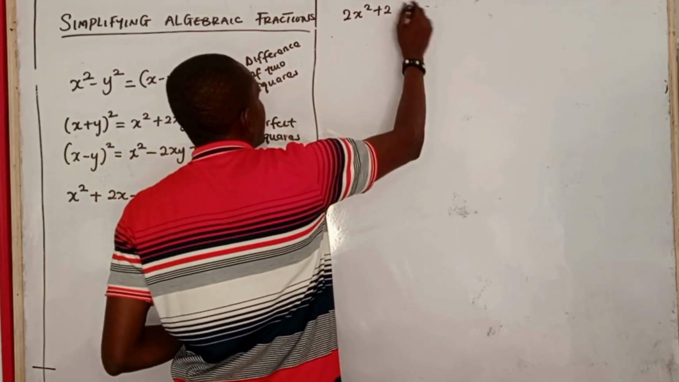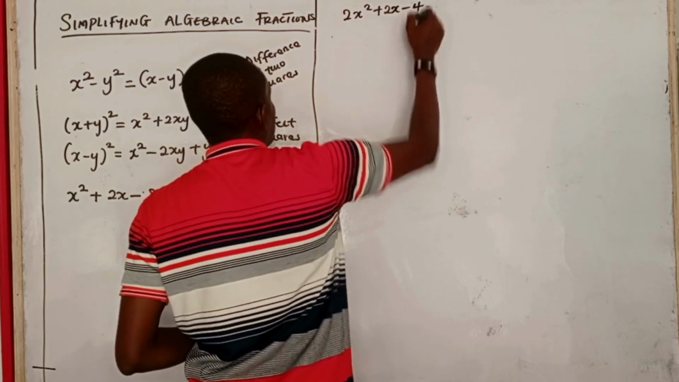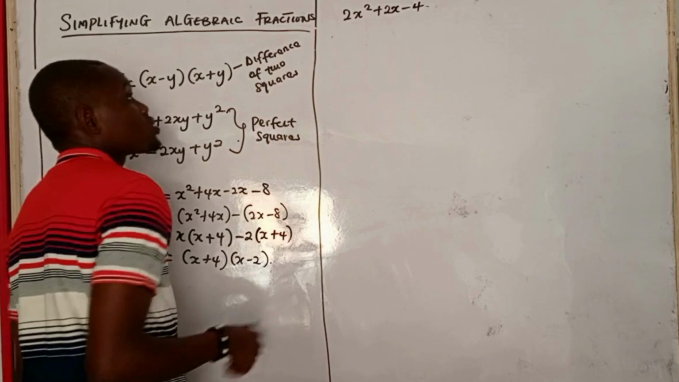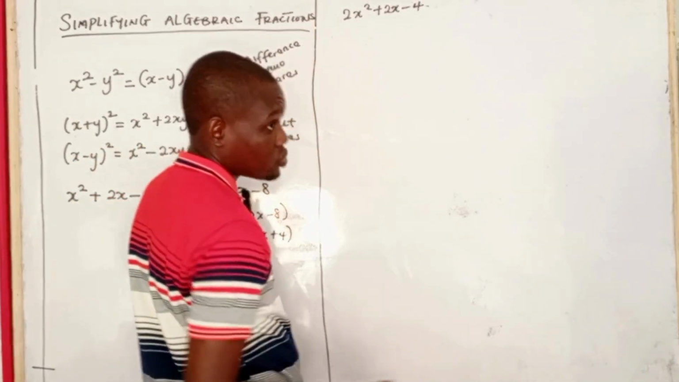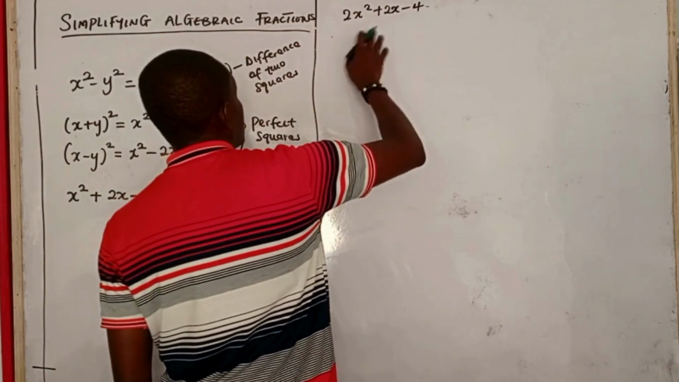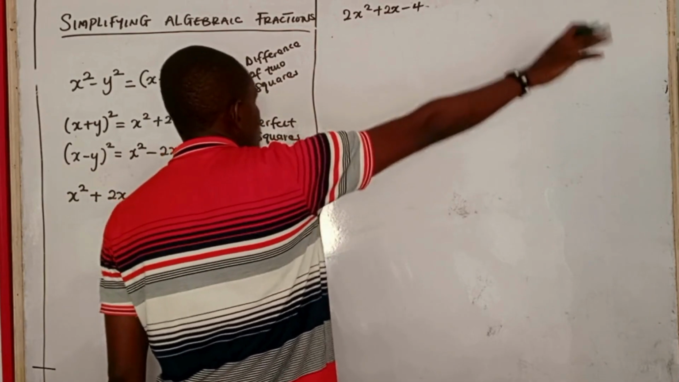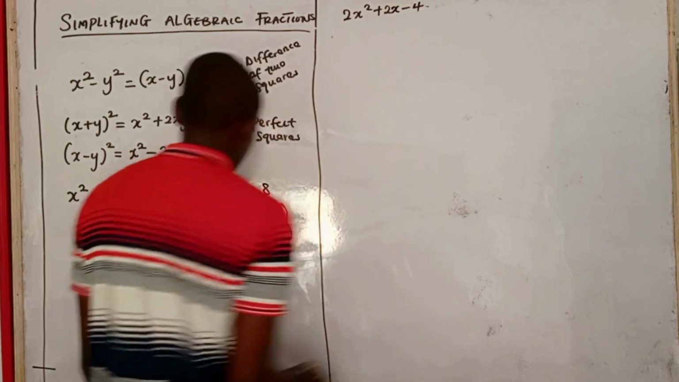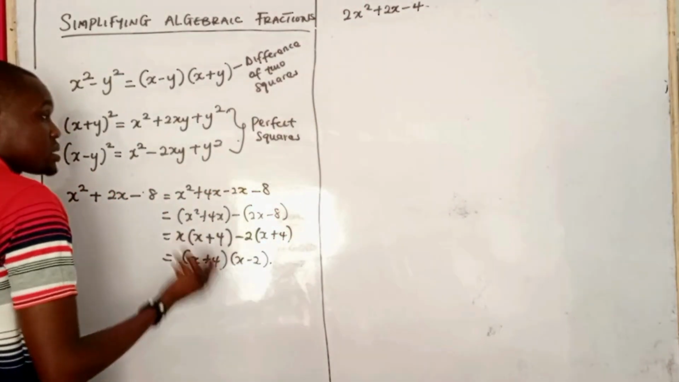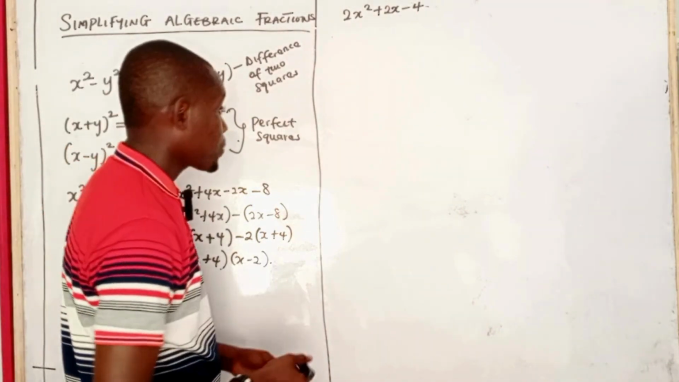Sorry, I didn't add x here, so there is x there. What will be those numbers? The numbers will still be 4 and 2. You see how 4 and 2. So at this time around, you can now go ahead to do the same, just like what I did here. You factorize it, and then you go ahead to get your answer.